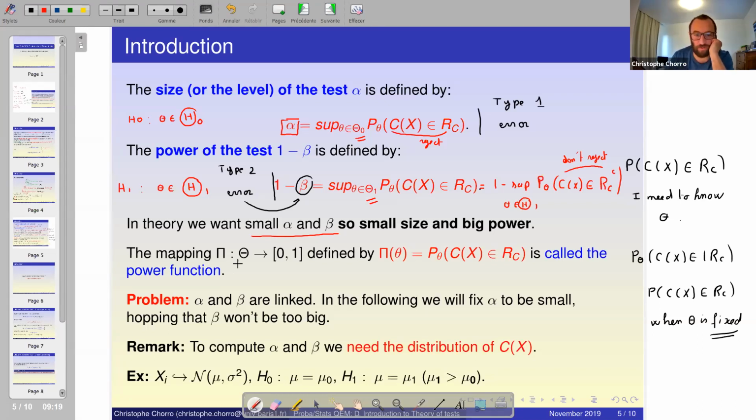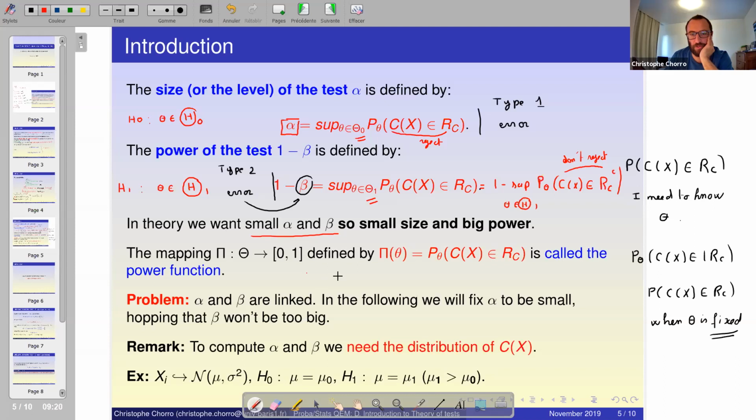So what we call pi here is a definition: it is what we call the power function. Pi of theta is just the probability that I reject, for a fixed parameter theta. And I can see that, using this notation, my alpha is just what?